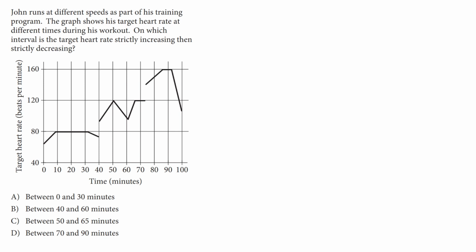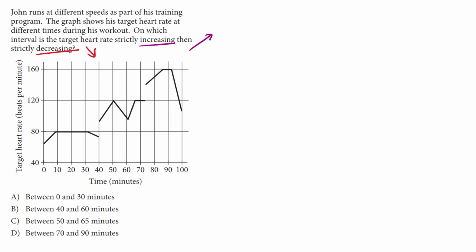John runs at different speeds as part of his training program. The graph shows his target heart rate at different times during his workout. On which interval is the target heart rate strictly increasing, then strictly decreasing? So we're looking for an increase, which means we're going up, and then a decrease, which means we're going down. So we want to figure out where we're going up and then right away when we're going down.